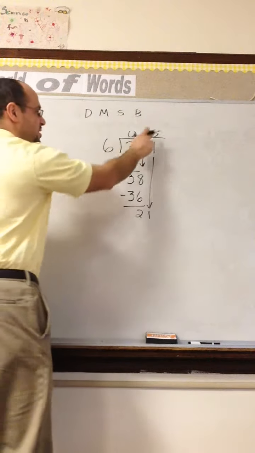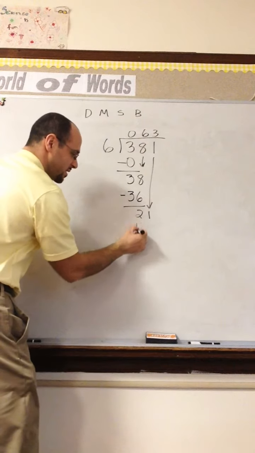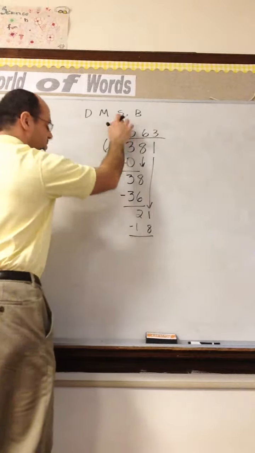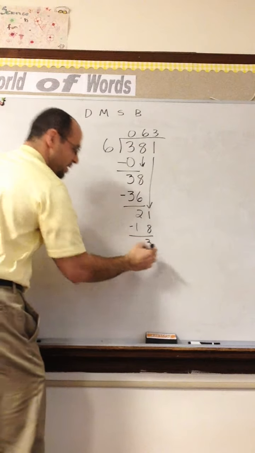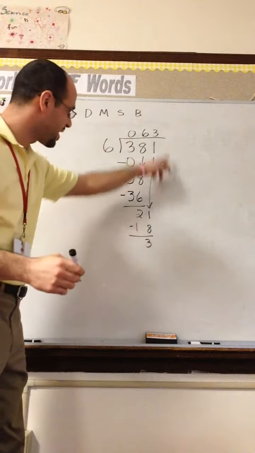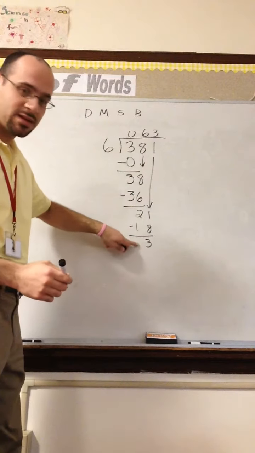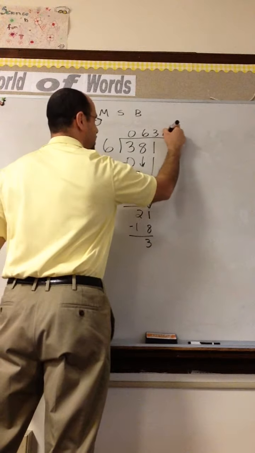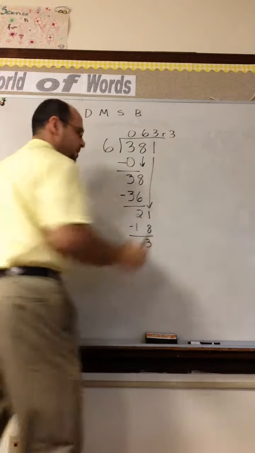So now I do my multiplication. My multiplication is 3 times 6, which is 18. I subtract, which was my third step. That's 3. Now there's nothing left to bring down. So that means this number down here is going to end up being my remainder, 3.